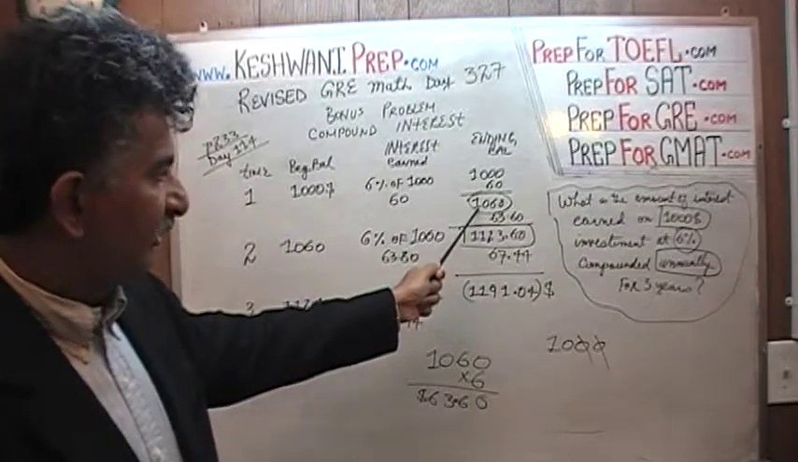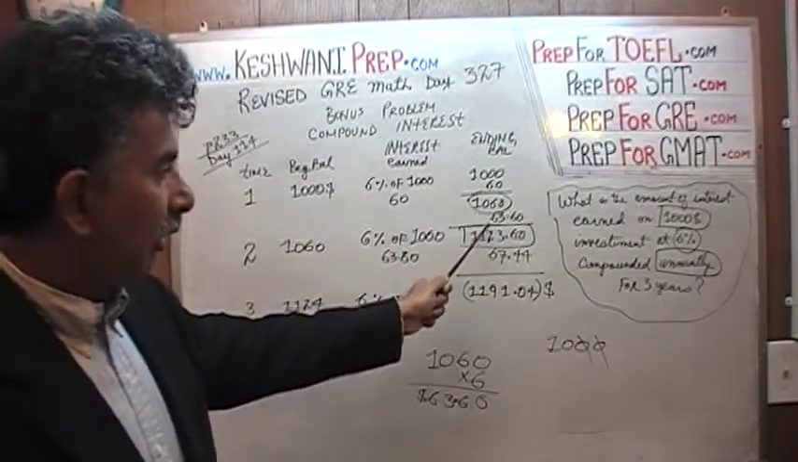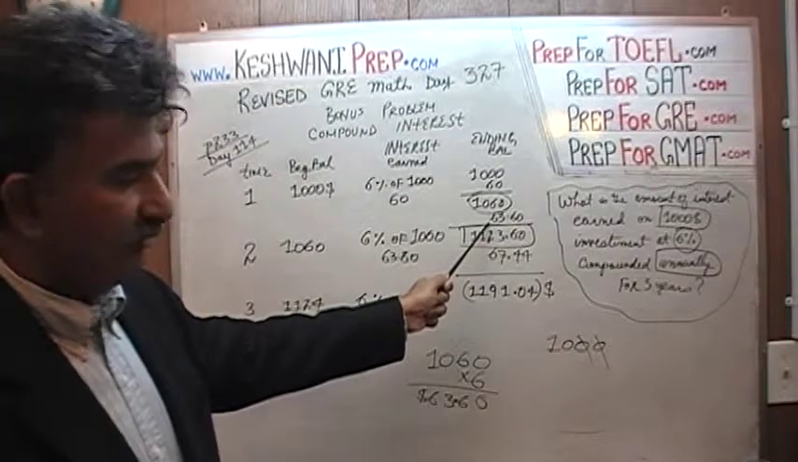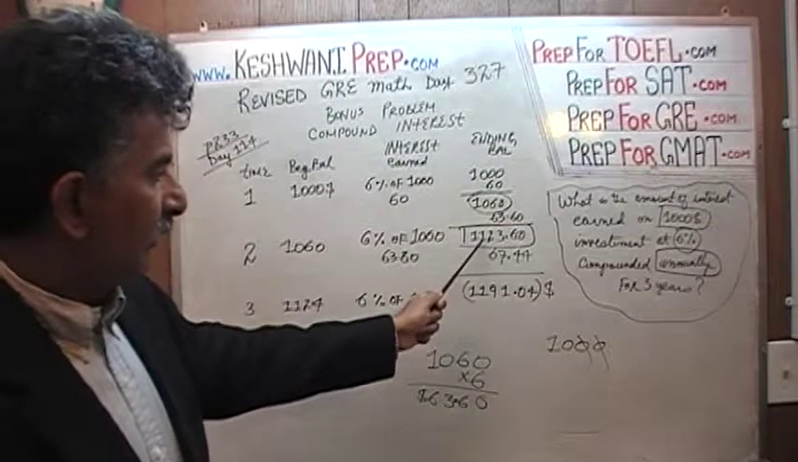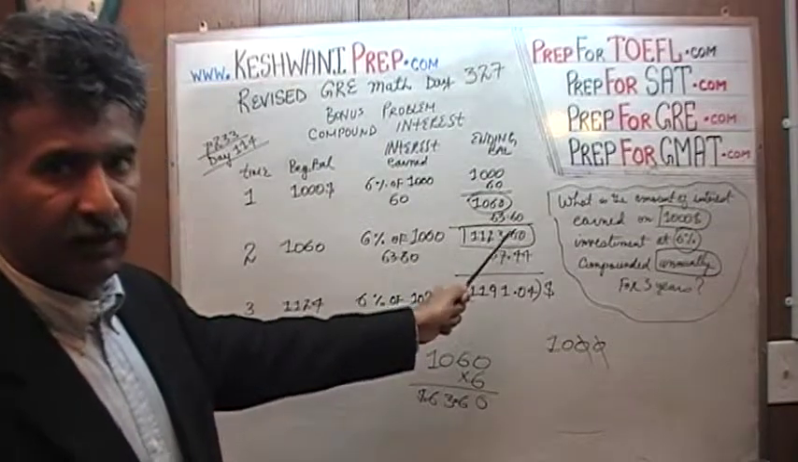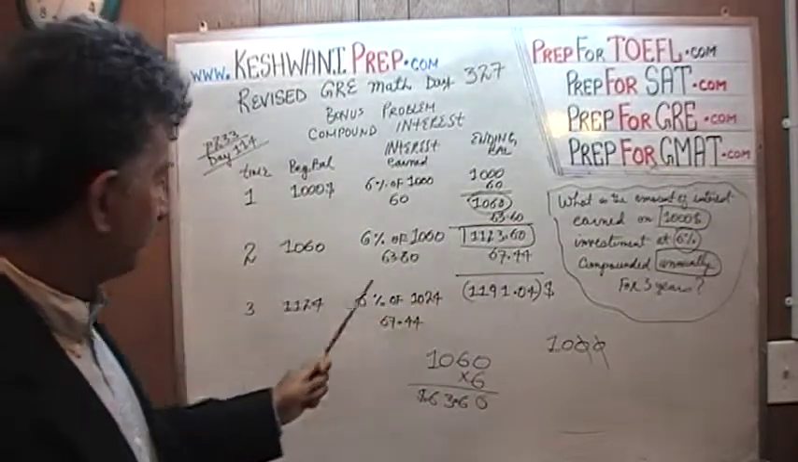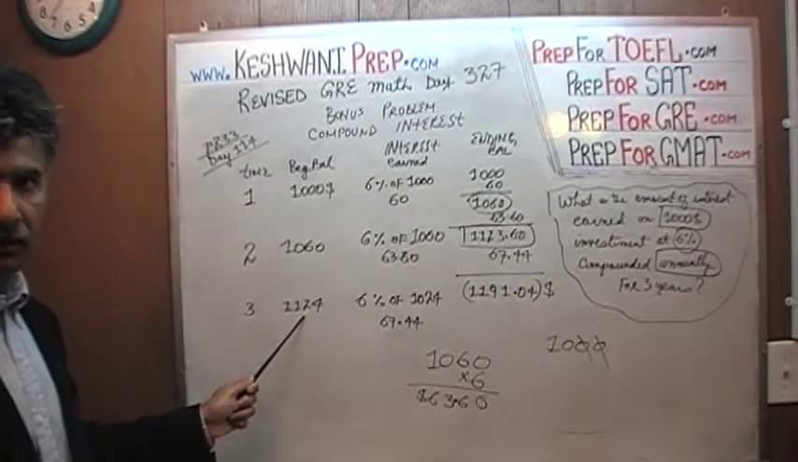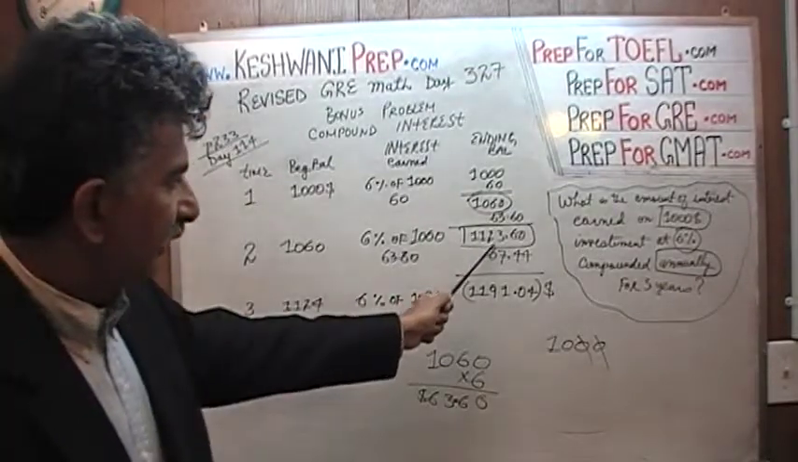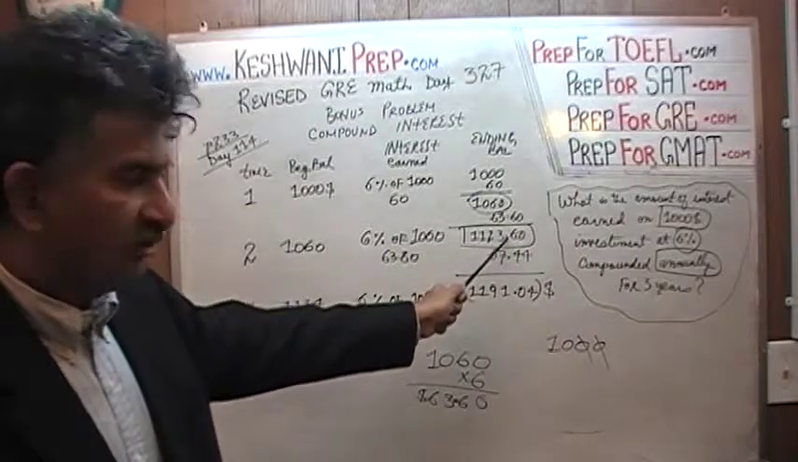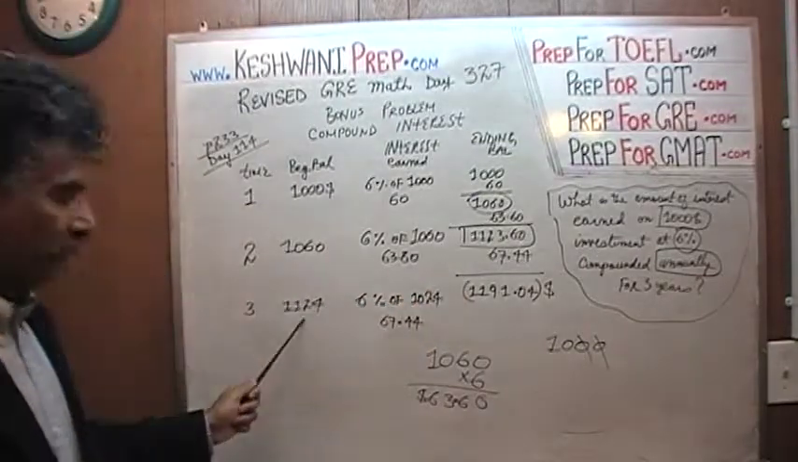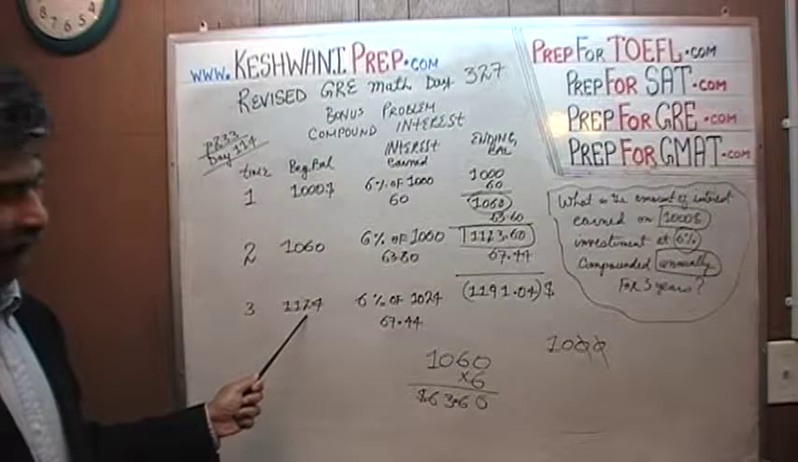So 1,060 is what we started out year number 2 with. We earned $63.60 at the end of the second year, giving us a grand total of $1,123.60. That is the amount that we're going to start out year 3 with. Okay. Now what I have done here is that I have approximated $1,123.60. I rounded it up to 1,124 because I'm lazy.